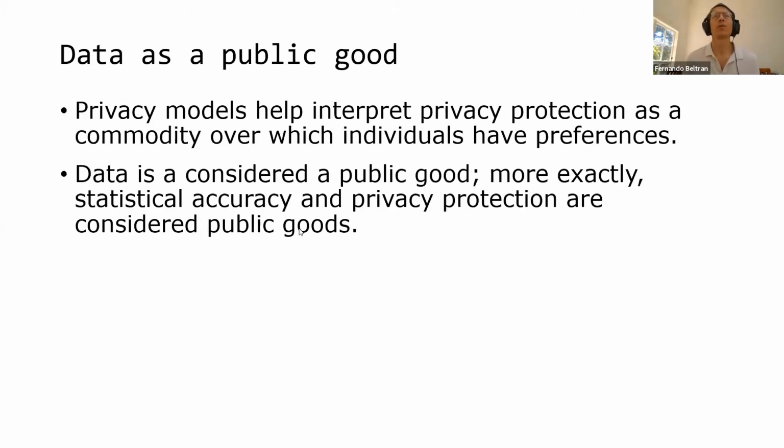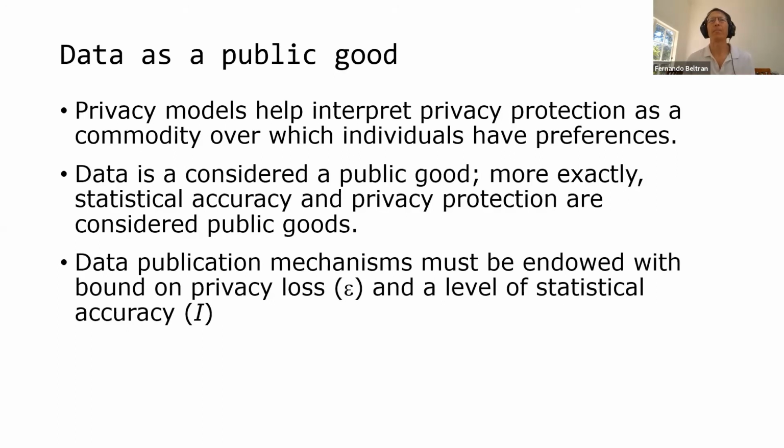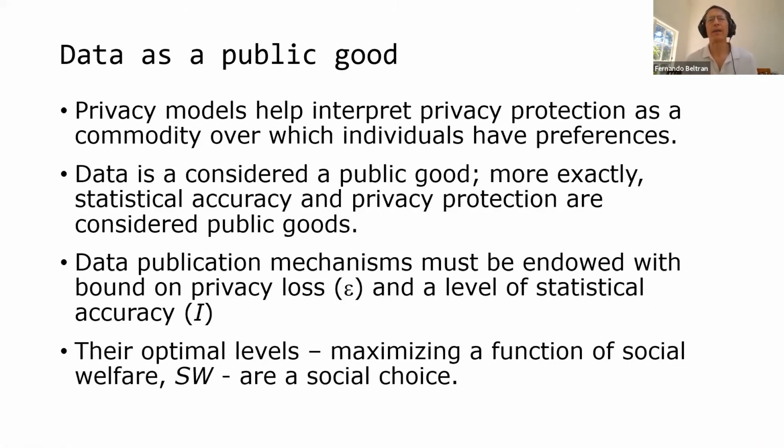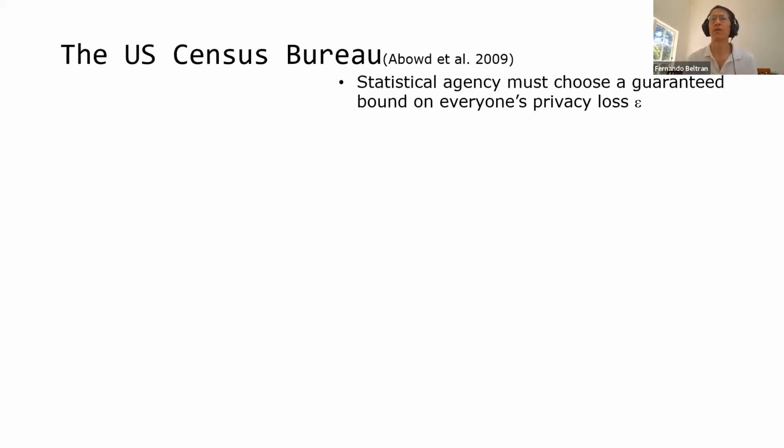Several things are interesting to notice about this setup. Privacy models help interpret privacy protection as a commodity over which individuals have preferences. And this brings us to the two variables that we're using here: statistical accuracy and privacy protection, to be considered as public goods. In particular, when data publication mechanisms are available to whoever is releasing this, those must be endowed with some bound on privacy loss measured by epsilon and a level of statistical accuracy. So those are the two things. The statistical agency is seeking to maximize the social welfare. So basically, this is a social choice.